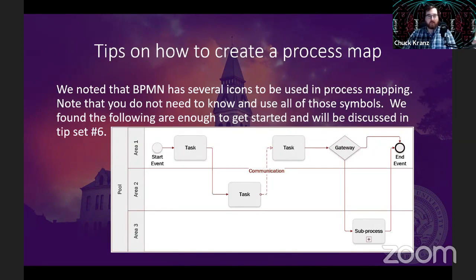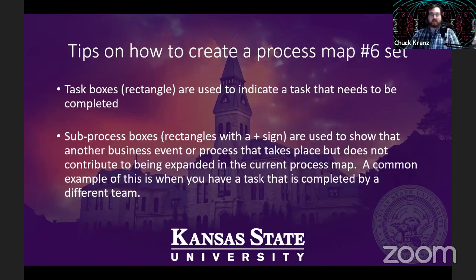strong tool. So first off are the task boxes, just the basic rectangles you saw. They're used just to indicate a task, something that needs to be done. Process X moves to you, you say in your rectangle, complete process X, and you pass it on.